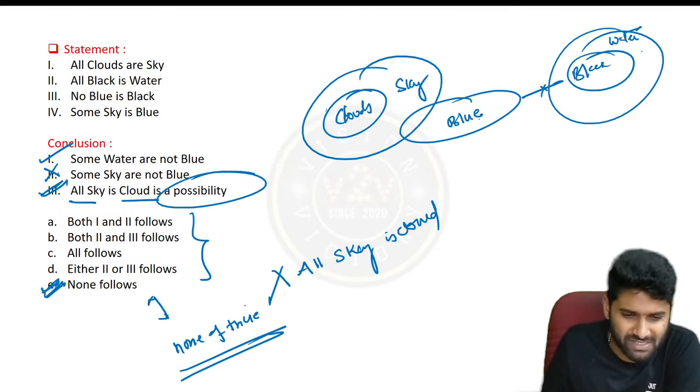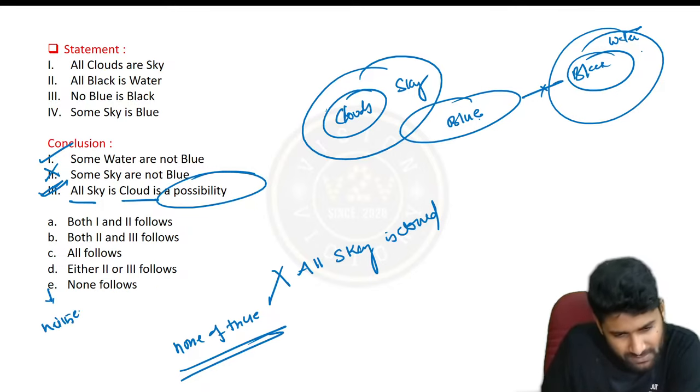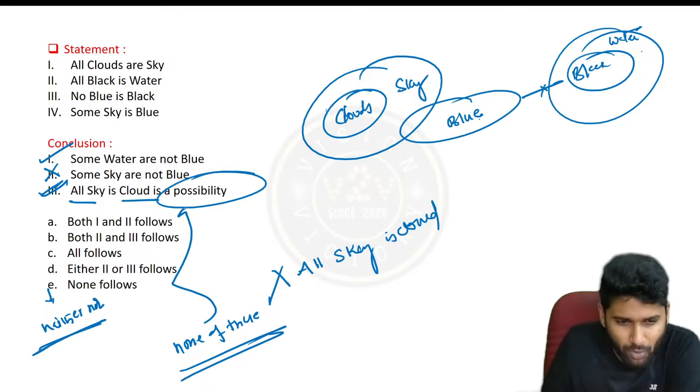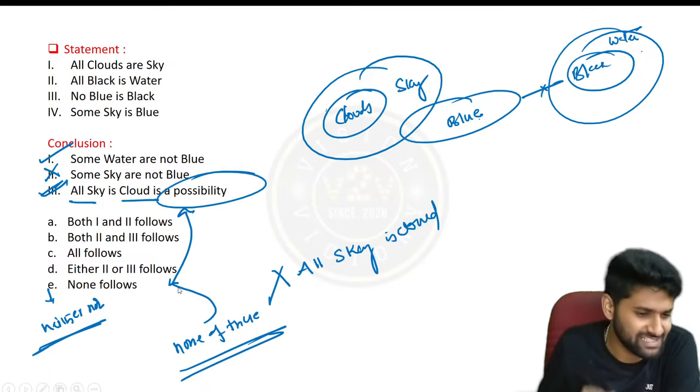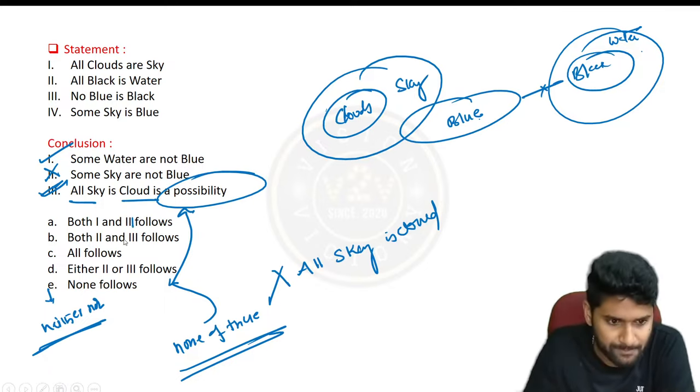Guys, none of these, okay, well, let me correct. None follows. Sorry for this. It's all about neither nor. None of these above options are related. Option is not given. It's all about 1 and 3 follows. Sorry for this.